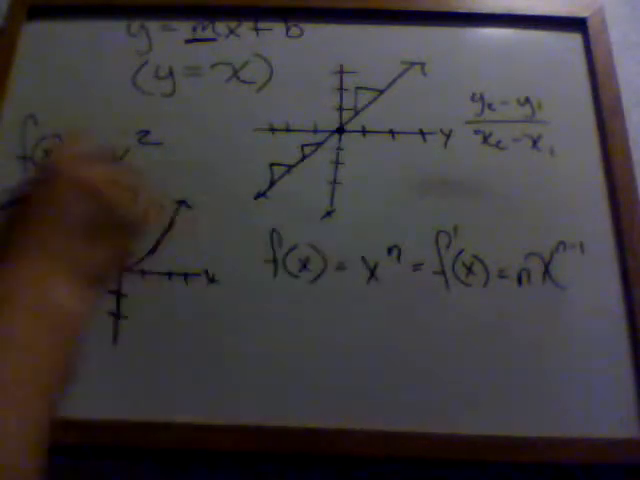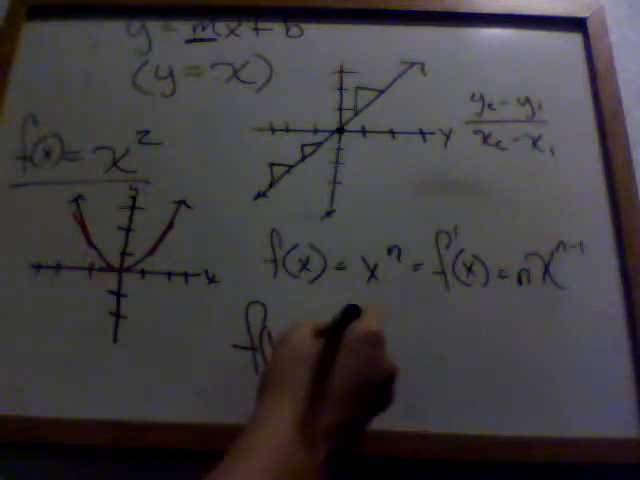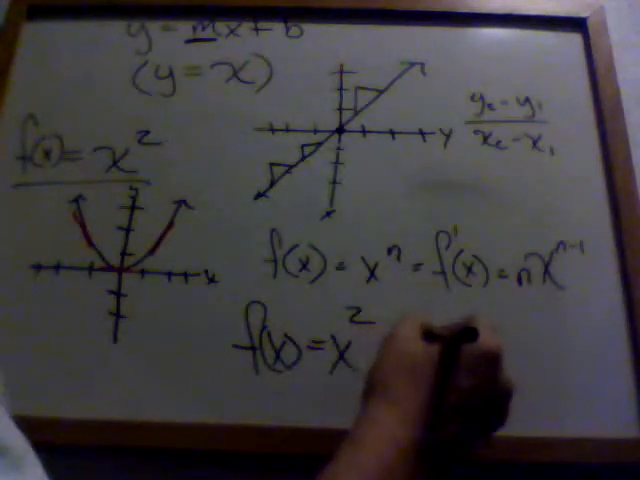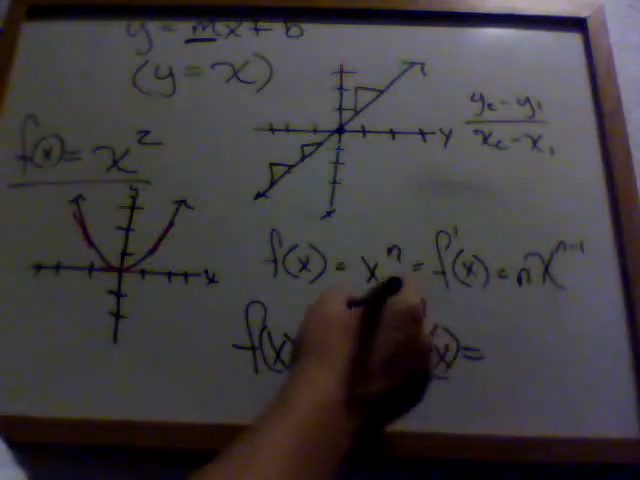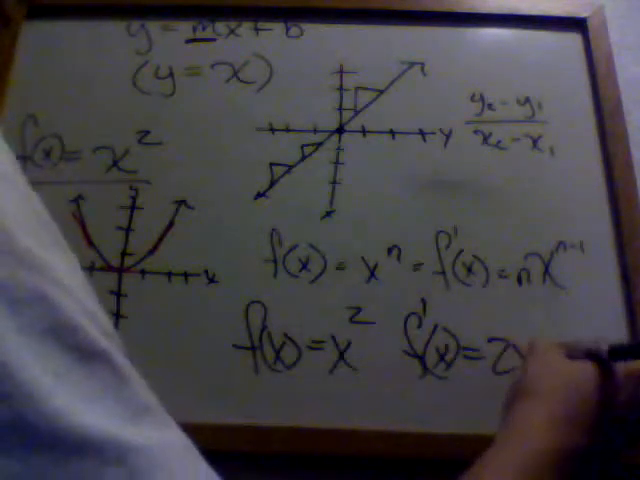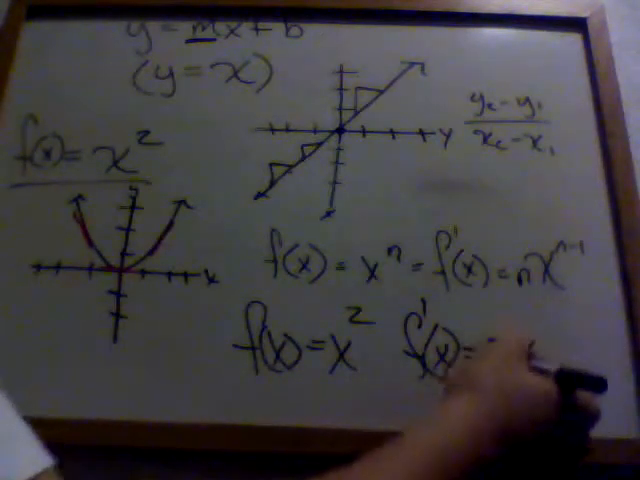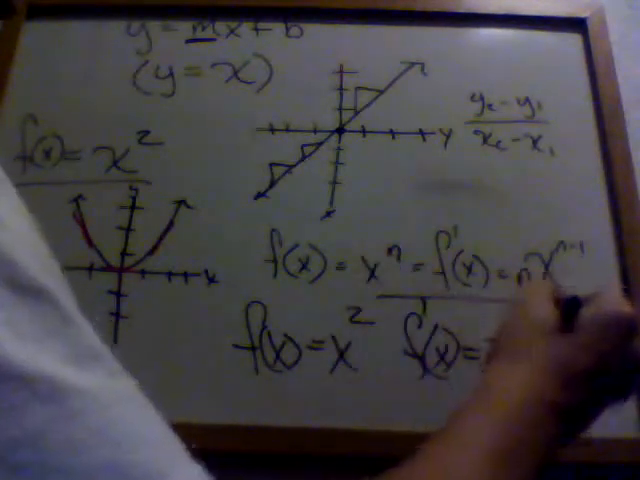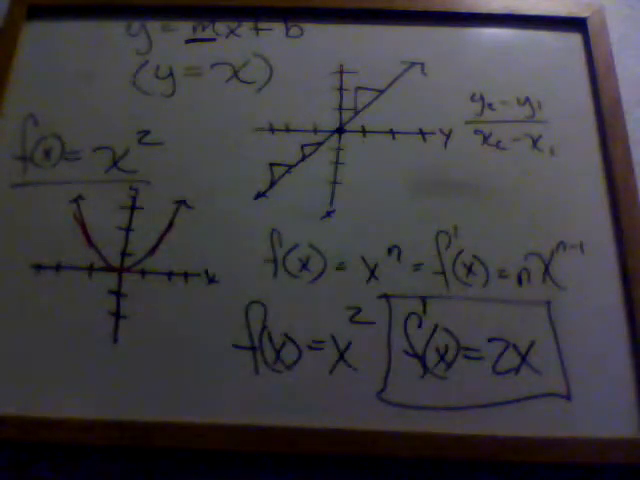So quickly, let's do this right here. We have f of x is equal to x squared, so let's take the derivative. F prime of x would be, move this down, make your coefficient your variable x, subtract 1 from 2 is just 1, which is understood, and your f prime of x for x squared is 2x.